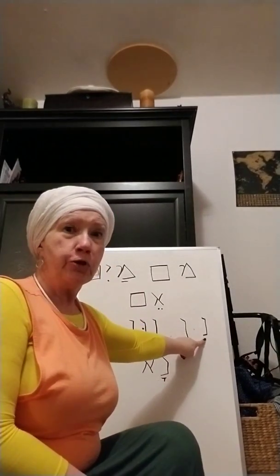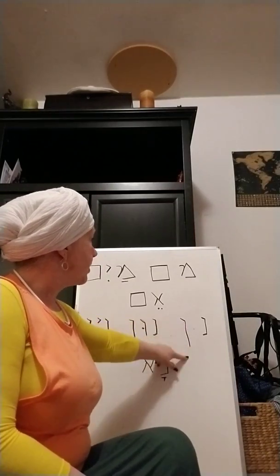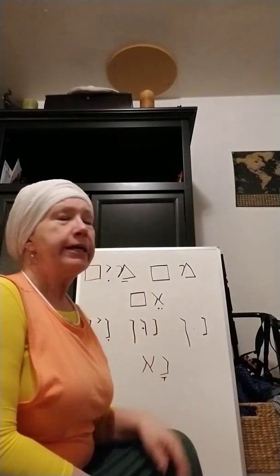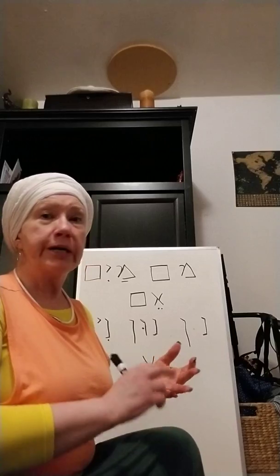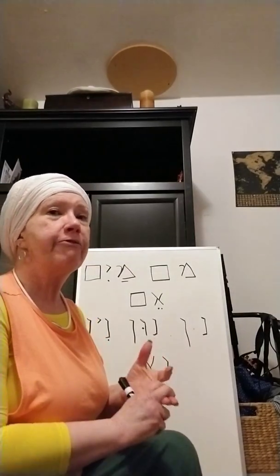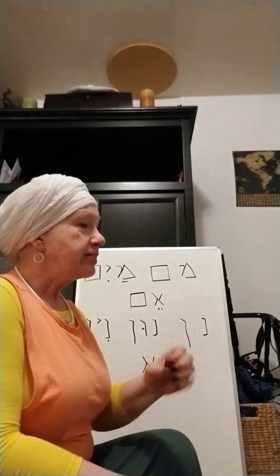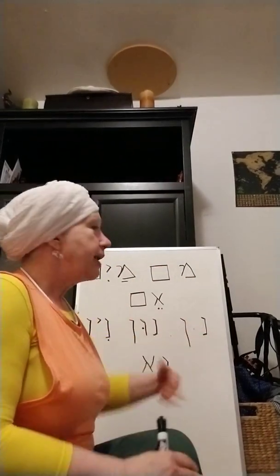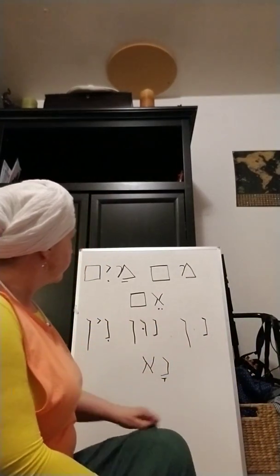Here's the regular Nun, and here's a Nun Sofit. And this looks like a leaf coming out of the ground to me. A Nun is a sprout. And it can be a sprout, or it can be a fish, or it can signify movement, because sprouts grow pretty quickly, and it's a seed until you see the movement, and then it becomes the sprout. And fish move. So it can be any one of those three things.